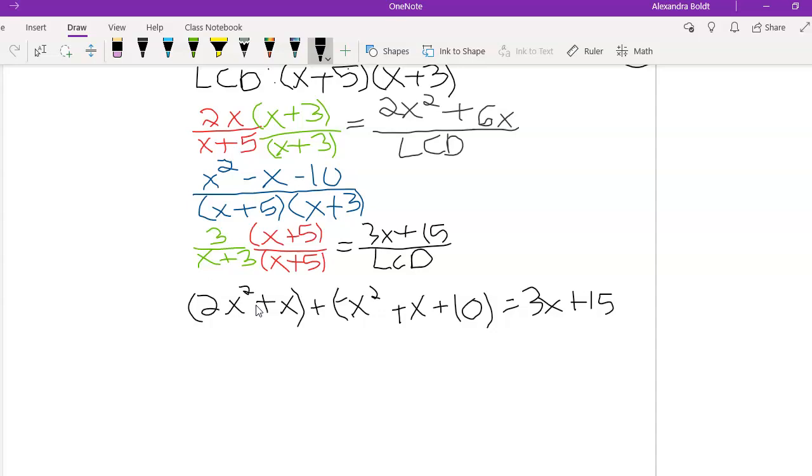Okay. The first thing I'm going to do again is combine like terms. So 2x squared minus x squared is x squared. X plus x is 2x. And then we have plus 10.